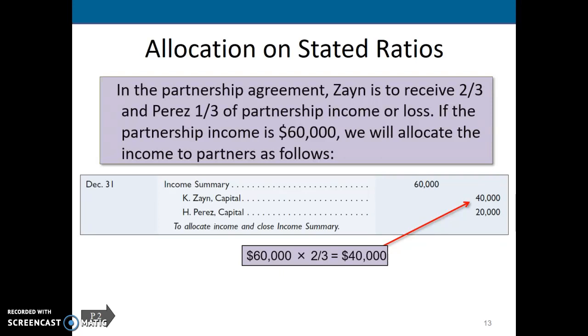Then Perez is going to get the remaining 1/3. We could calculate by taking 60,000 times 1/3, or we can just take that 60,000 minus the 40,000 we already calculated, and the difference is going to be Perez's 1/3 amount, or $20,000. So Perez is going to be credited 20,000 and Zane is going to be credited that 40,000 into their partnership capital accounts. That doesn't mean that they're taking it out of the business. Remember, net income goes into the capital account, and it's going to each partner's account.